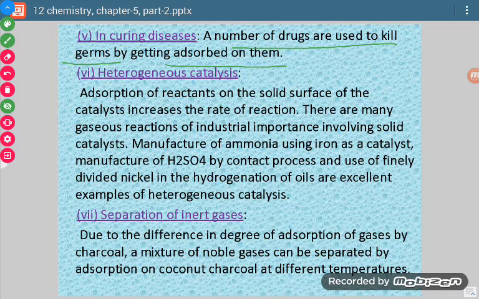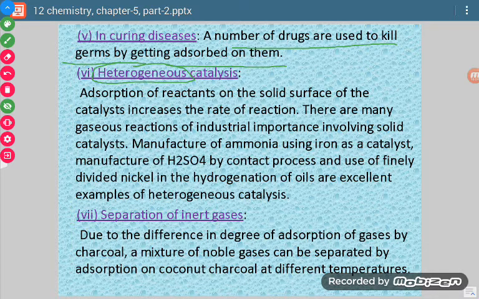Now heterogeneous catalysis, which we are going to discuss in the next session. Catalysis is of two types, homogeneous and heterogeneous. Heterogeneous means when the reactants and the catalyst are not in the same phase, then such catalysis is called heterogeneous catalysis. Suppose we are taking some gases and one solid catalyst is used for their reaction, then that solid catalyst will adsorb those gases and help in the formation of products.